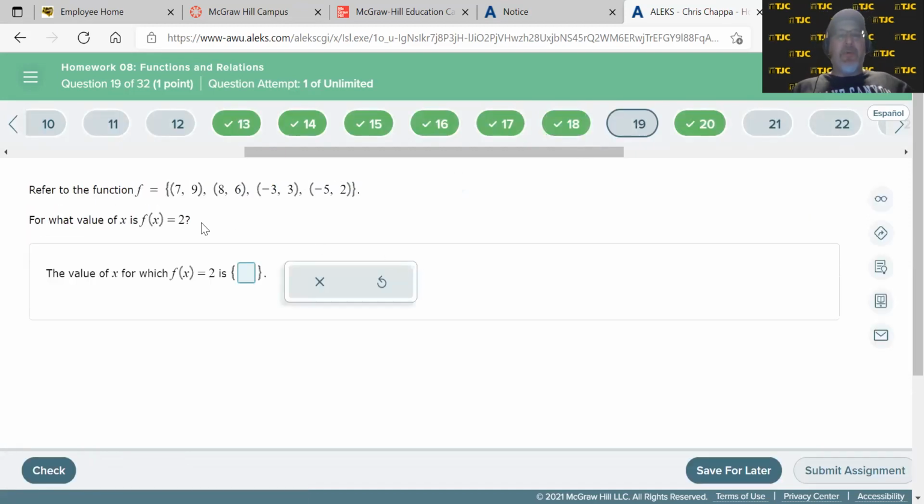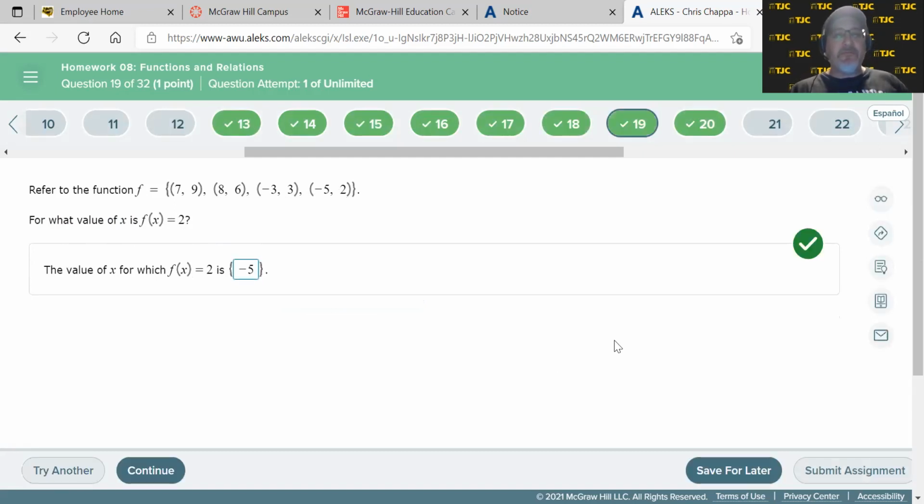19 is kind of the same thing, but it's a little bit backwards, because they're asking for what value of x is f of x equal to 2. In other words, what input gives an output of 2. But the output is the y coordinate and the input is the x coordinate. So they're asking what x is paired with 2. Look at the last ordered pair, -5, 2. -5 is paired with 2. It's the only number paired with 2. So the only value for x that goes in and comes out as 2 is -5. Just remember, every function input and output pair is an x and a y. So if you have half of an ordered pair, you go look for the ordered pair that matches.